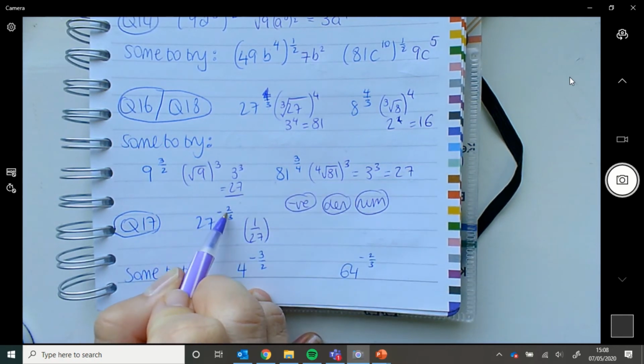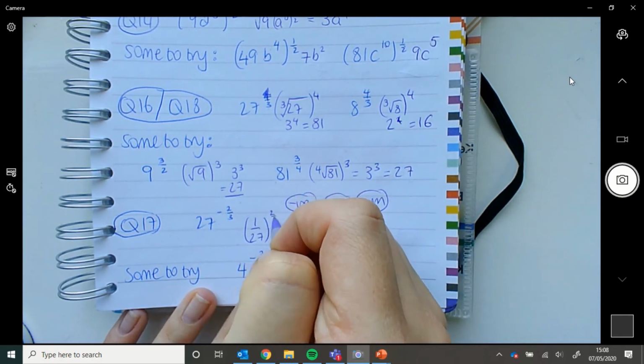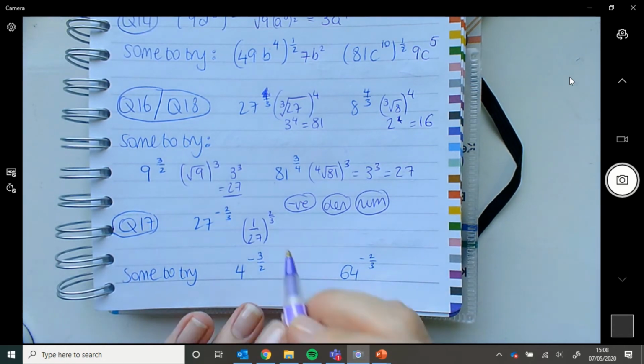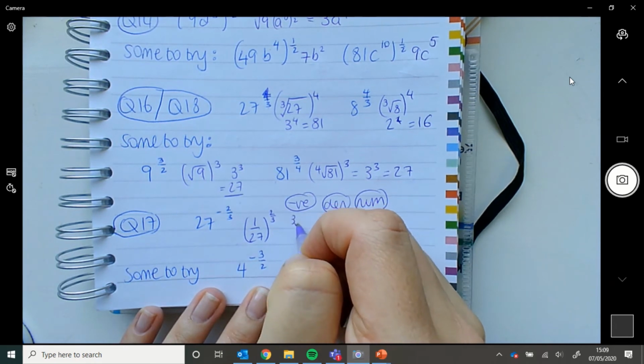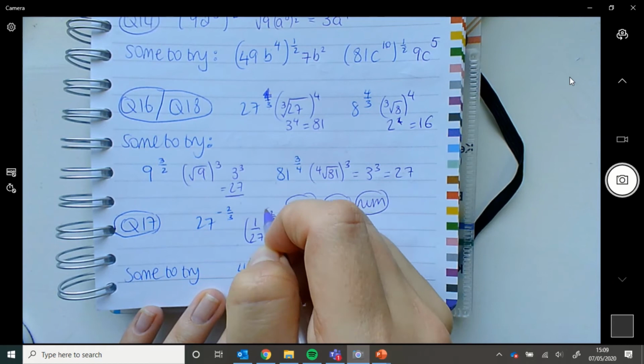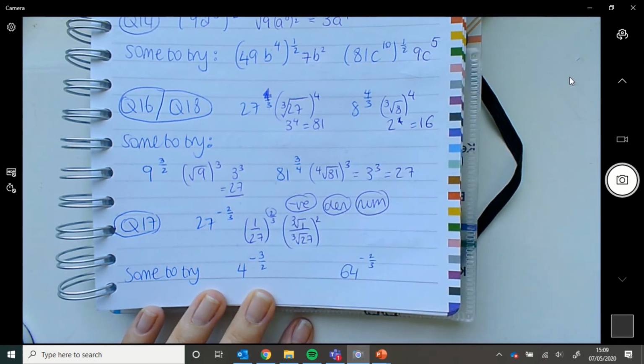I've still got the power of 2/3. Notice how that fraction doesn't flip over. The reciprocal is just of the base, not of the power. Then I need to cube root. So I need to cube root 1 and I need to cube root 27. And I've still got that numerator power over 2.